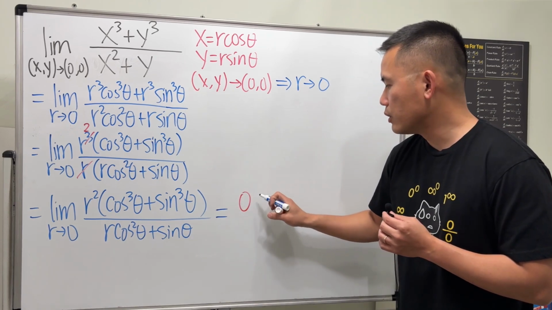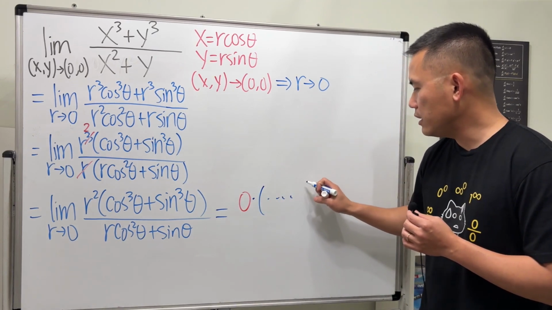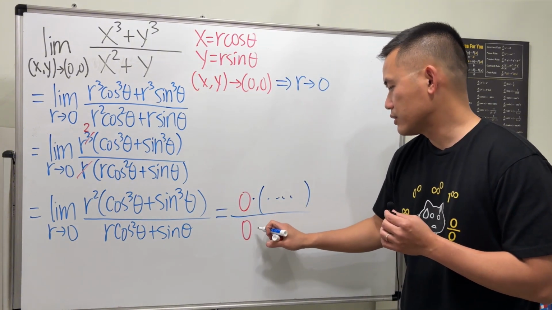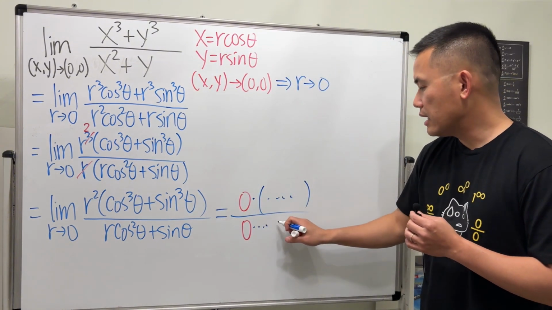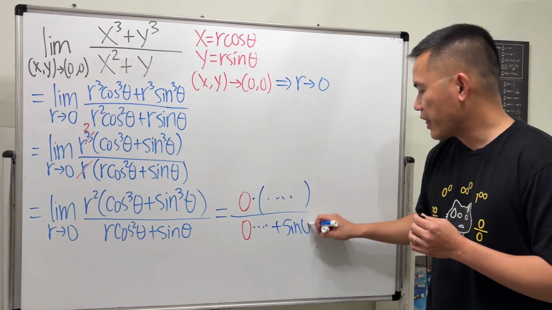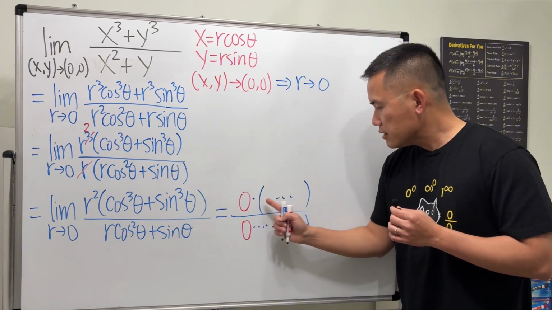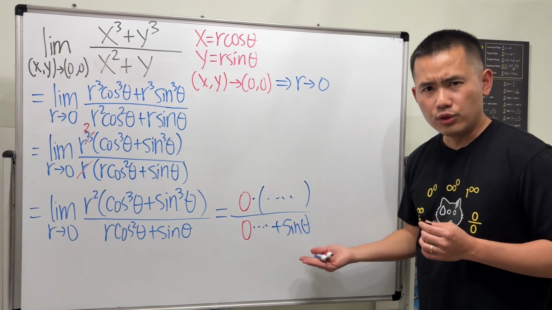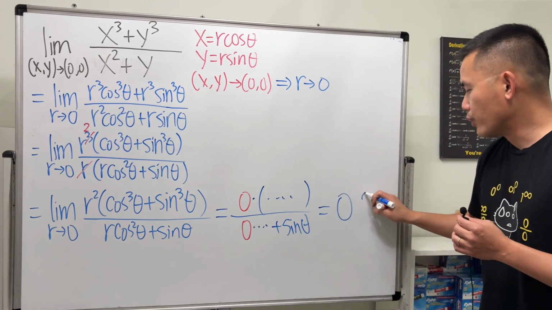Now this right here should look pretty good because we can just plug in 0 into r and we will have 0 times this quantity over plugging 0 into this r, which is just going to be 0 times this, and then plus sine theta. On the top we have 0, on the bottom we have sine theta, which will just end up with 0, right?